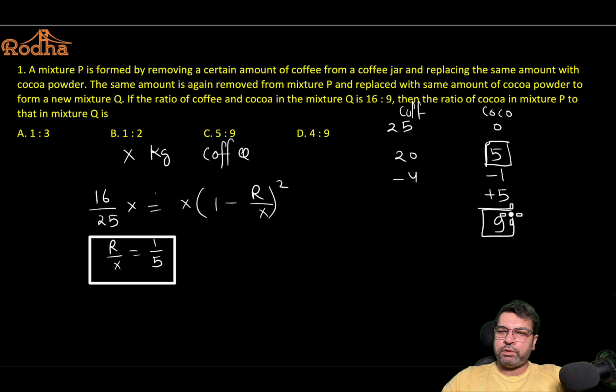5 and 9 we are talking about. That's what the question is about. Find the ratio of cocoa in mixture P to that of mixture Q. And the total is 25 only, so that does not make any difference.